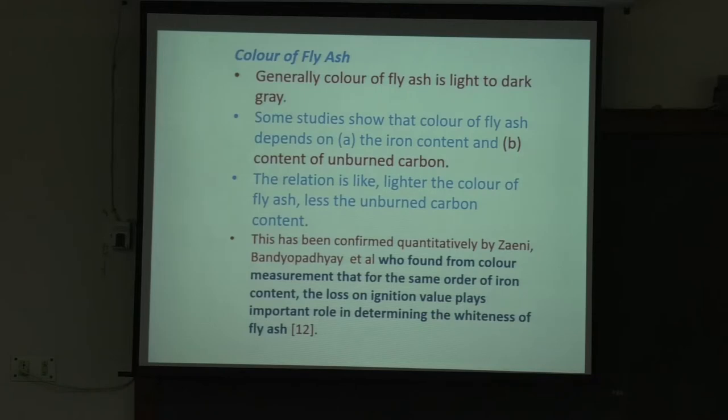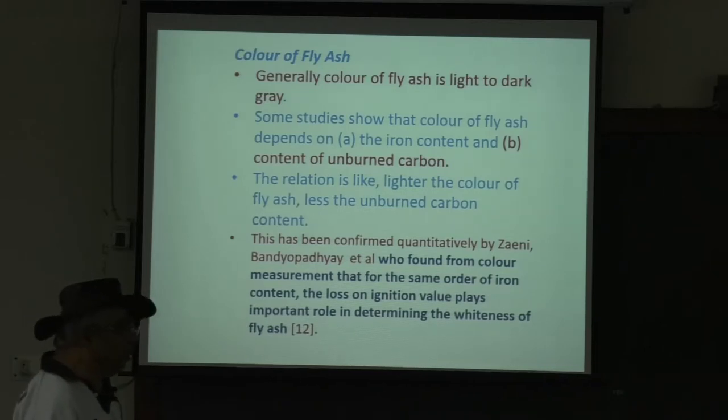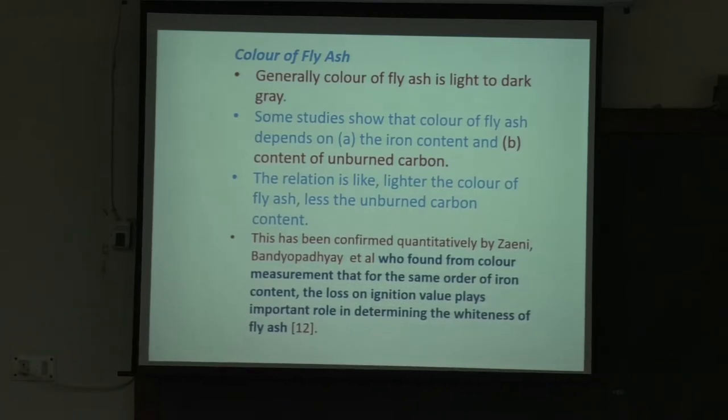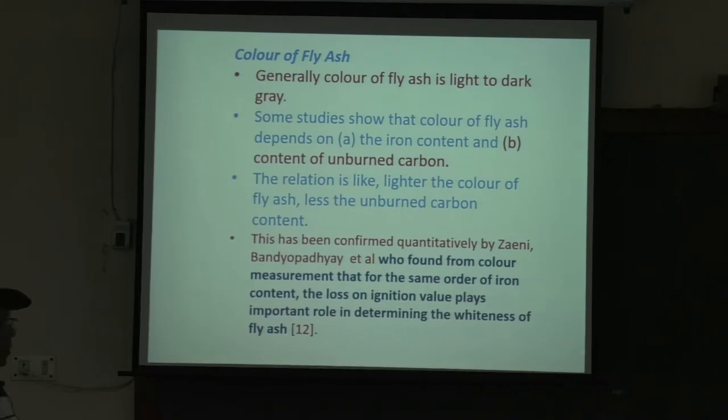Color of fly ash. Generally, color of fly ash is light to dark gray. Some studies show that the color of fly ash depends on the iron content and also the content of unbound carbon. So if you have more iron, then it becomes a bit brown. Also if you have copper, and depending on the unbound carbon. Now, in some cases, I was surprised to see some of the research publications from American universities that unbound carbon was about 30%. Whereas most of the things which we used, we found the unbound carbon is maybe 1 to 2%, something like that. Okay?